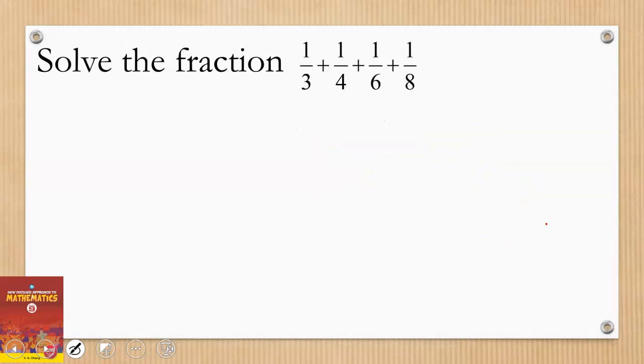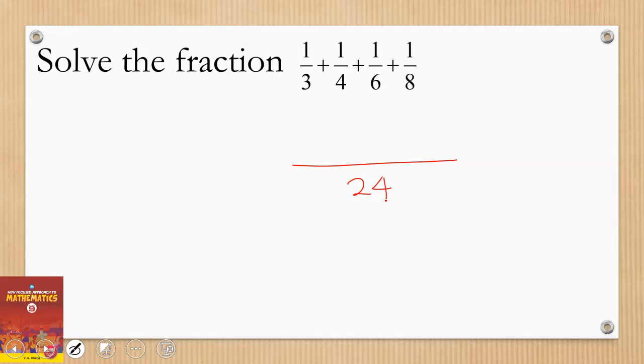Another one here, solve this fraction. Again, we use the LCM approach since we don't have a common denominator for all of them. What will be the LCM for this? A number that 3 can divide, 4 can divide, 6 and 8 can divide. I think that should be 24, right? Because 3 can divide 24, 4 can divide it, 8 can divide it, and 6 can divide it as well.